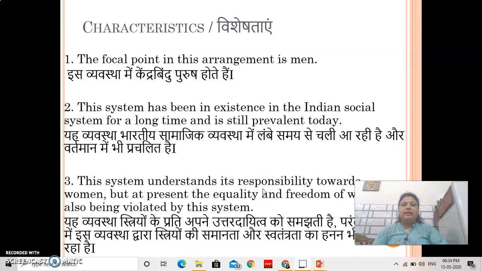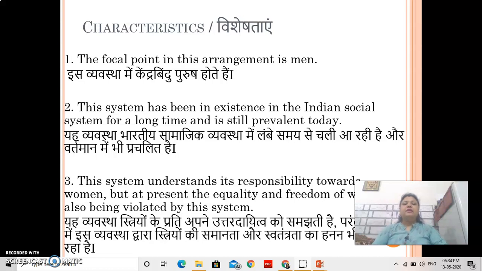What are the characteristics of a patriarchal society or system? The very first characteristic is that the focal point in the arrangement is men. It means all the decisions are taken by men, or the activities are governed or controlled by men. Next is, the system has been in existence in the Indian social system for a long time and is still prevalent today.